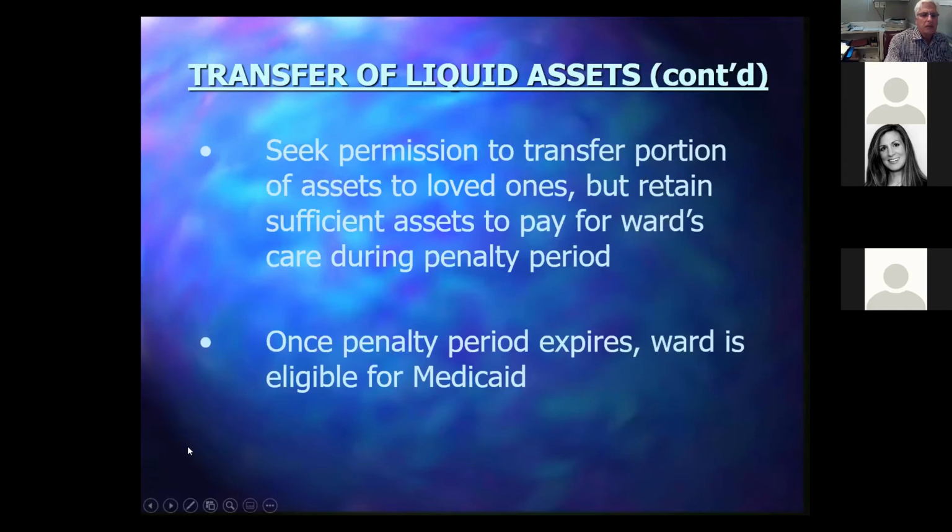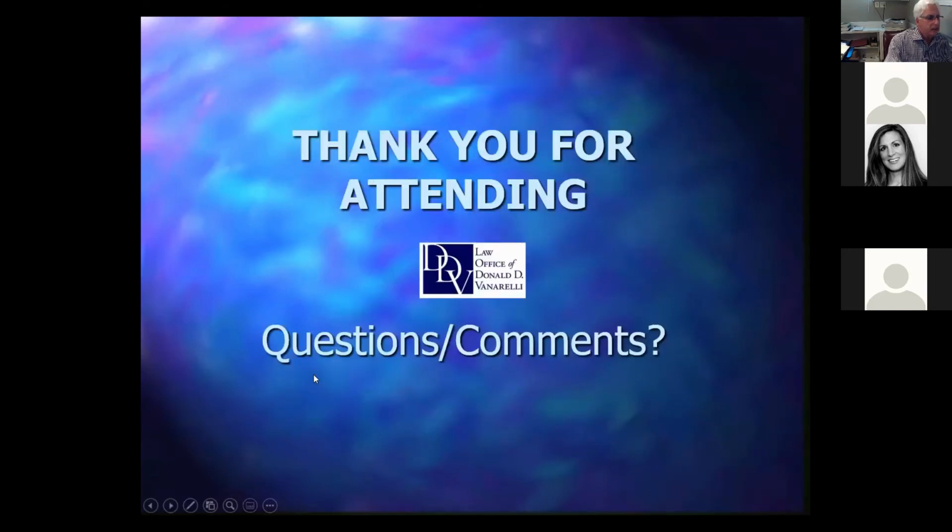Okay, so I told you about retaining sufficient assets, and then once the penalty expires, the person's eligible for Medicaid. And that's the presentation. Thank you.